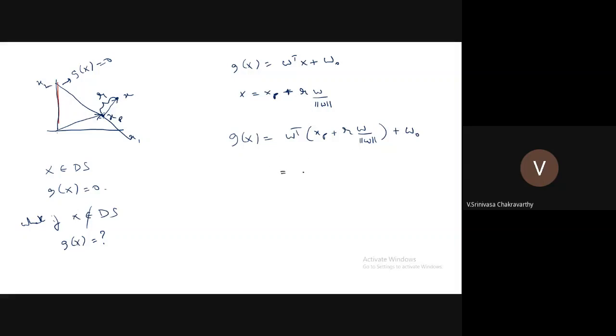Now I can regroup terms and write it as plus w transpose xp plus w naught. What can you say about this expression? This is nothing but g of xp. What is g of xp? 0. Yeah, why? Because xp belongs to the decision surface. So therefore g of xp is equal to 0, so this whole thing becomes 0. This is r times w by mod w.